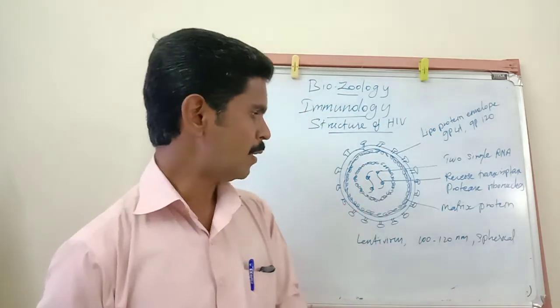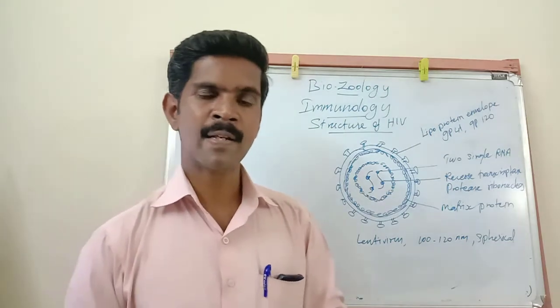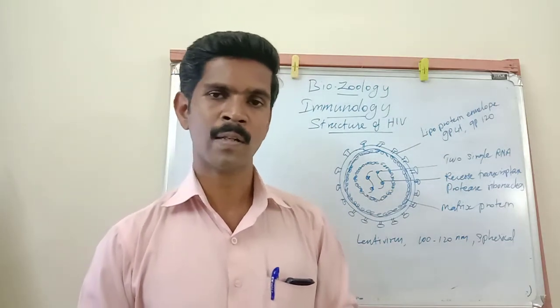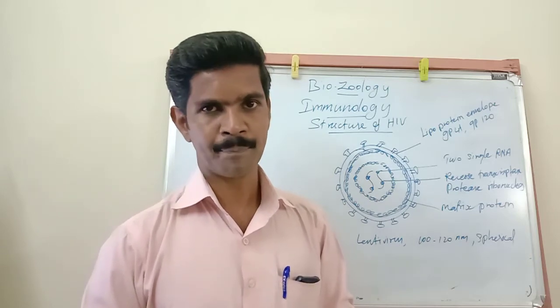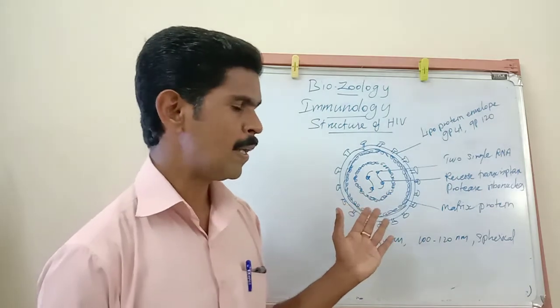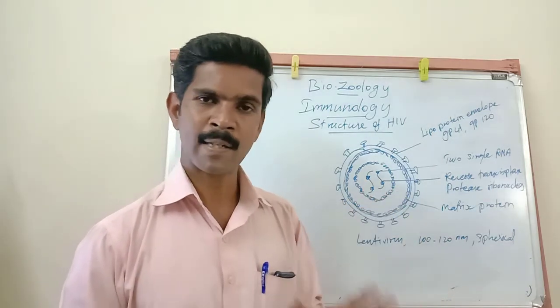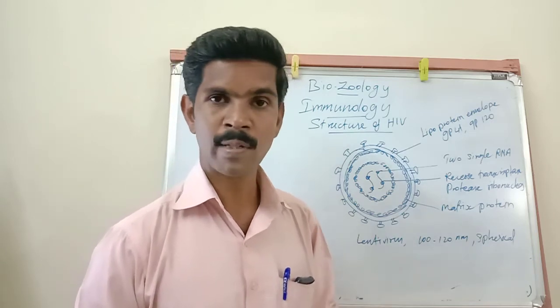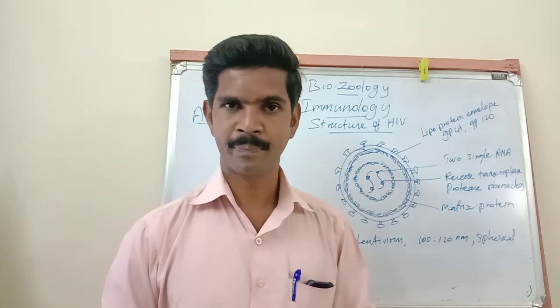Then the size of the HIV virus is 100 to 120 nanometer in diameter. So the genus name is lentivirus, the shape of this HIV virus is spherical, and the size is 100 to 120 nanometer in diameter.